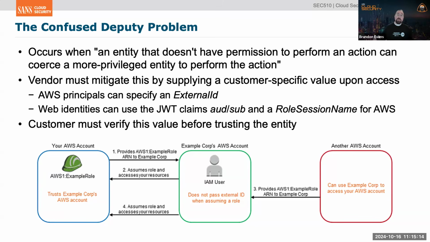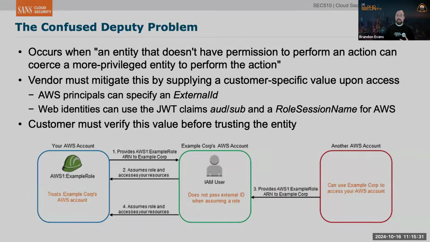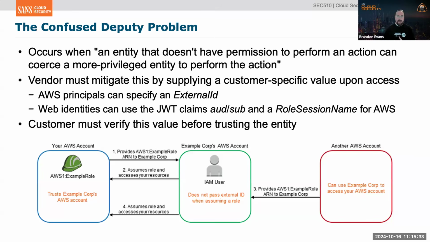There are several things that can be done to mitigate this issue, and several of them can be done on the application side that Example Corp is providing. However, one of the mechanisms that you should implement on your AWS account is you need to be checking for a customer-specific value.